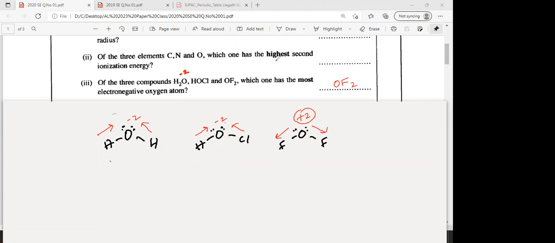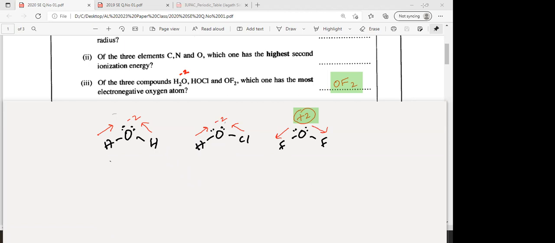Is that clear? Please raise your hand those who predicted this correctly. In OF2, oxygen has the highest electronegativity because of this plus oxidation number. Not the plus charge: higher the oxidation number, higher the electronegativity. Abdur and Seshan, did you get the answer? Oxygen in OF2, part 3. I couldn't check the chat. Okay, right. Seshan, you didn't get it, no? Okay, Abdur you got it. Right, okay.